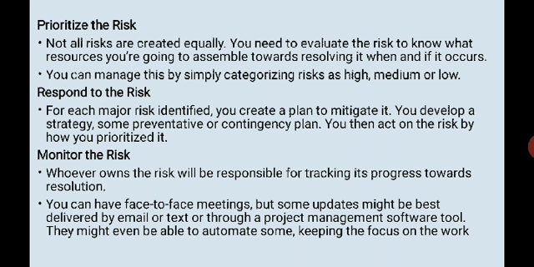So you can manage this by simply categorizing risk as high, medium, and low. So you put a category onto them. Then you respond to the risk. For each major risk identified, you create a plan to mitigate it. Like, how do I mitigate this risk? Because, you know, you have to look for it. So you develop a strategy, some preventive or contingency plan.